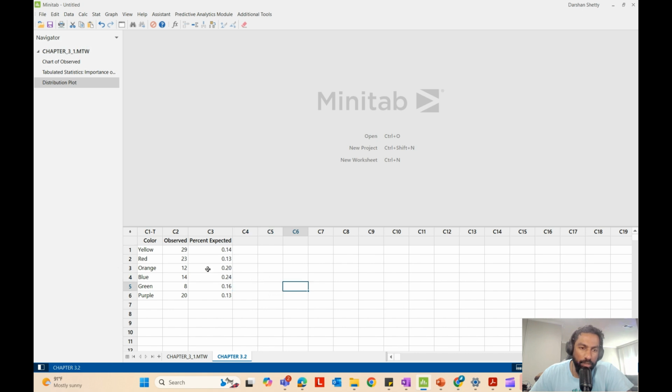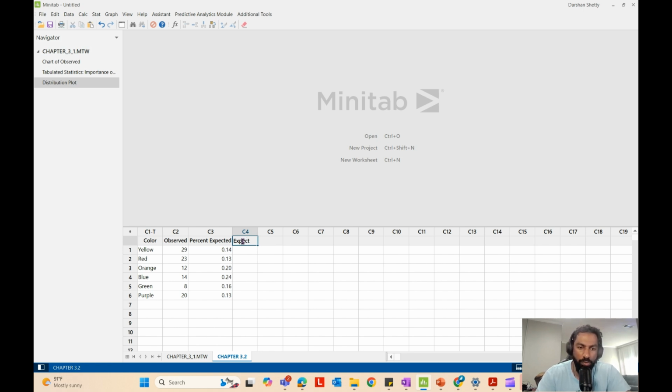Now that data has been loaded into Minitab. One more thing that we would like to know here is the actual expected value. Since we already have the percentage expected, we can calculate the actual expected value because the total number of candies in a packet is known. If you count all of this together, it comes out to 106. And if 106 is just multiplied with these values, you will get the expected value. We can do that in Minitab.